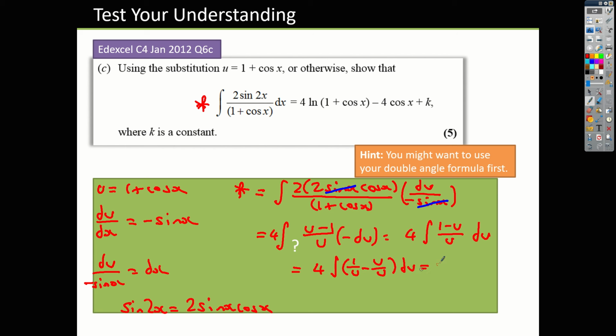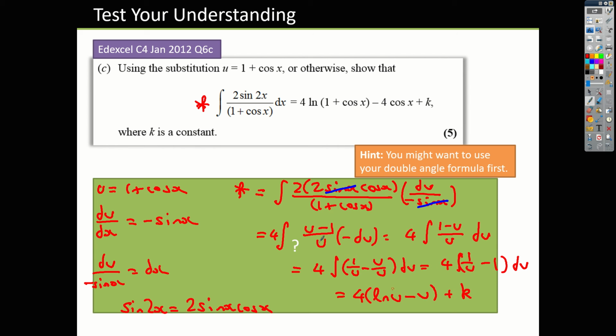And that's going to help us because now we can write that as 4 times the integral of 1 over u minus 1, both of which can be integrated separately using the power rule. Apart from the first one, because it's 1 over u. So this is going to be 4 times 1 over u integrates to ln of u, minus 1 integrates to minus u, and then we're going to add our constant, which is going to be k for this question, just because it wants you to write it as k.